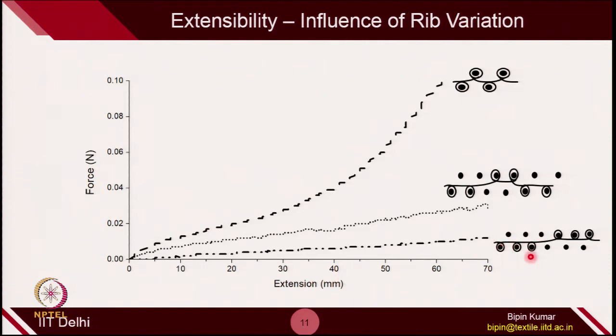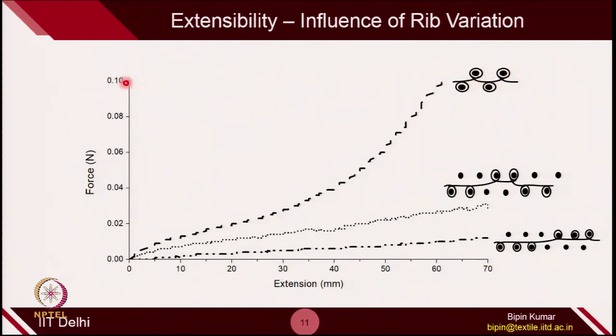But if you have more and more technical front loops along the course followed by technical back loops, if you increase the number of technical front loops in the course followed by multiple technical back loops, you will observe the fabric will become highly extensible, because you can see very little force is required to extend the fabric up to 70 mm. But to extend the fabric up to 70 mm, you can see how much force is required for rib fabric.